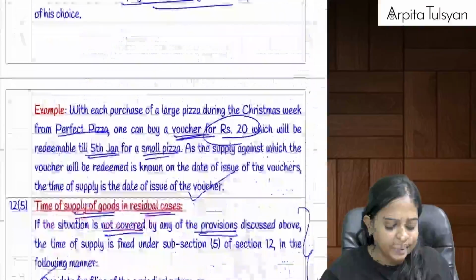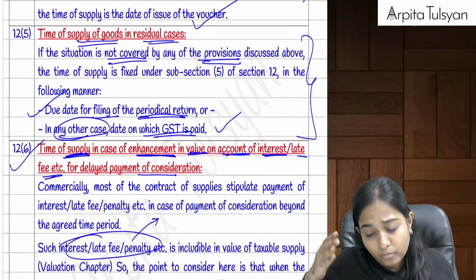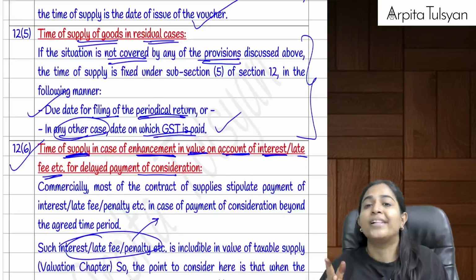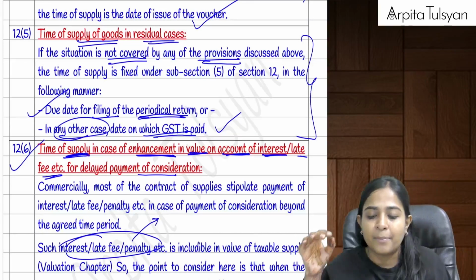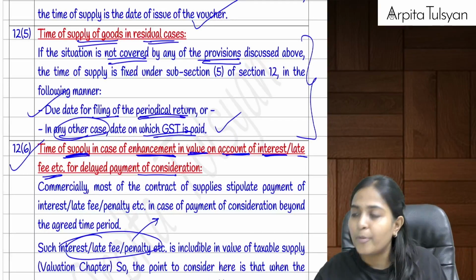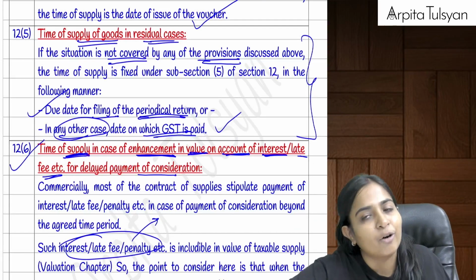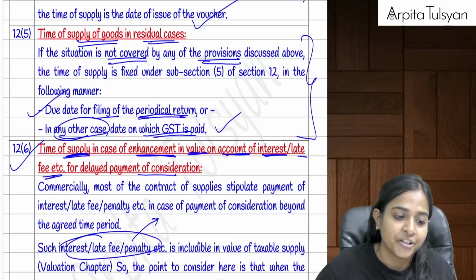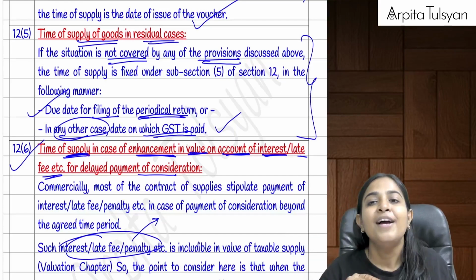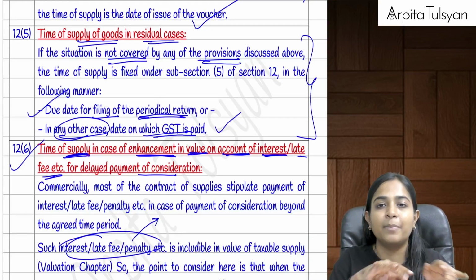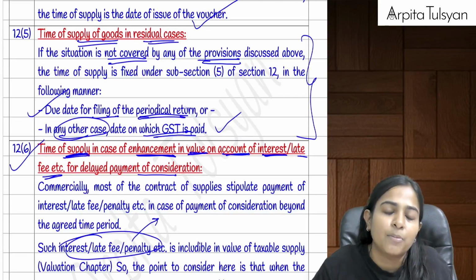Examples for you are given in the book, no need to worry. Going on to the next section, section number 12, subsection 5, which is the residual case. If you are not able to identify, or you do not have sufficient information available, then what will be the time of supply? We had seen that in case of reverse charge, section 12 subsection 3, if it is not possible to identify the time of supply, then it will be the date when the goods have been recorded in the books of the recipient, or the entry has been passed in the books of the recipient.